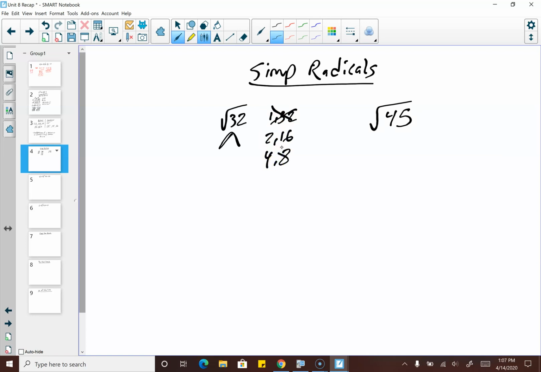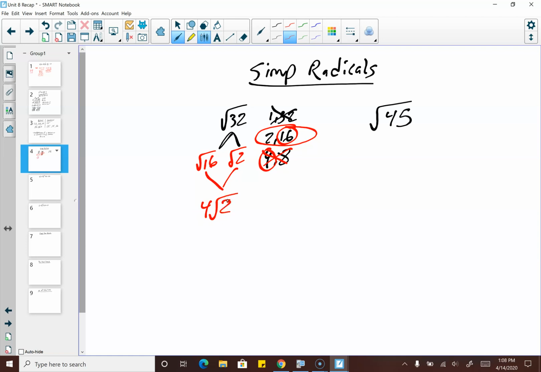So those are all the numbers that give us 32. You want to identify your perfect squares, so 16 and 4. But then you always want to pick the biggest perfect square, and that's always going to go on the left. So in that case, this is 16. So square root 16, square root 2. Square root of 16 is 4. Square root of 2 just stays.